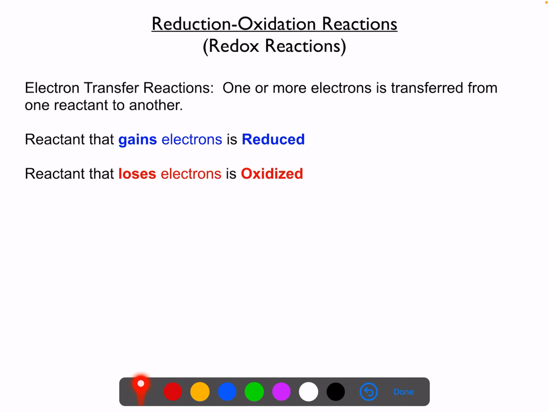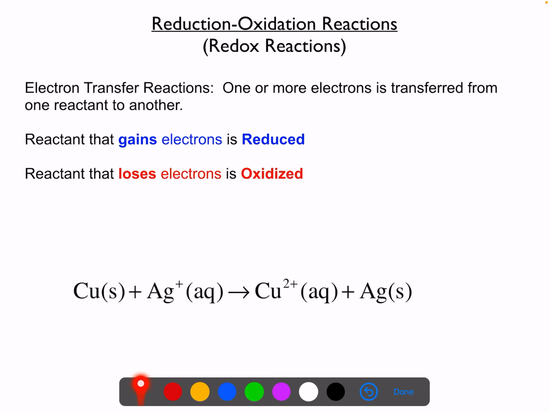So some definitions to start off when we talk about our redox reactions. A couple key terms to know: this is electron transfer. So one thing is losing electrons, something else is gaining electrons. The thing that gains electrons is said to be reduced, and the thing that loses electrons is said to be oxidized. So if we come back to our reaction that we just looked at, copper solid goes to copper 2 plus.